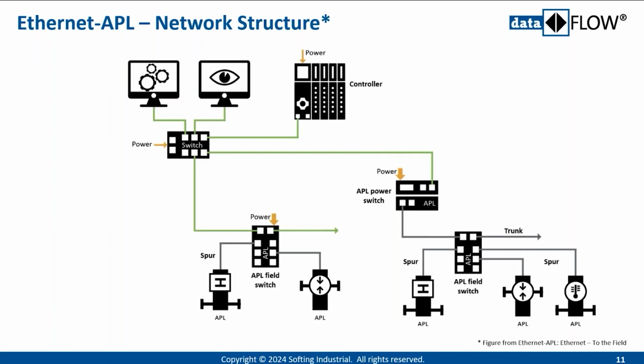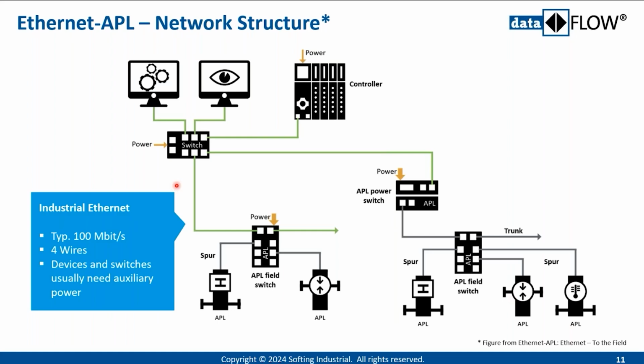So Ethernet-APL has 3 different kinds of switches from a network structure perspective. You have the industrial Ethernet here, the green one, 100 megabits, 4-wire technology. And usually the devices and switches need auxiliary power. In this case, the switch here gets the power from there.